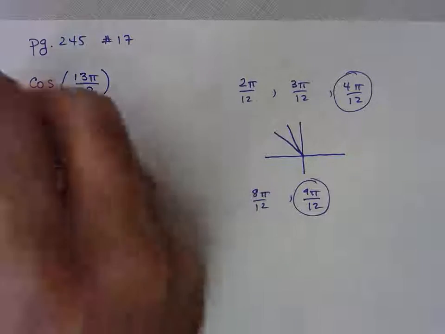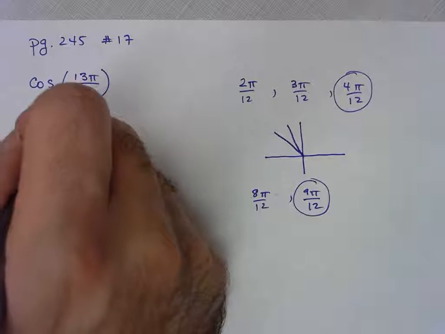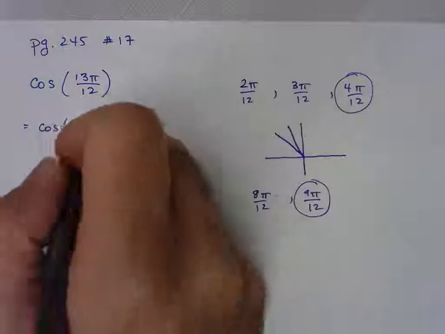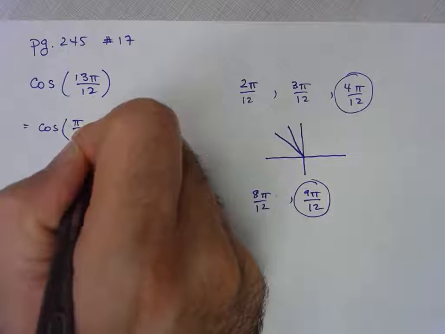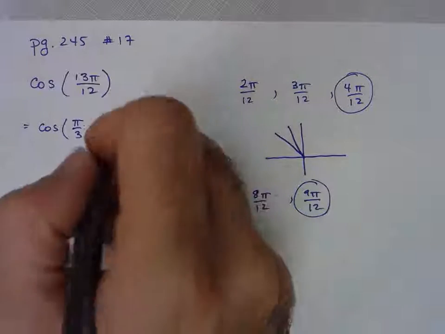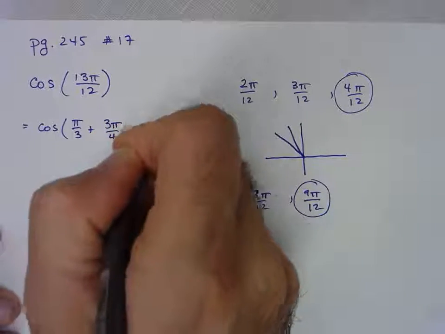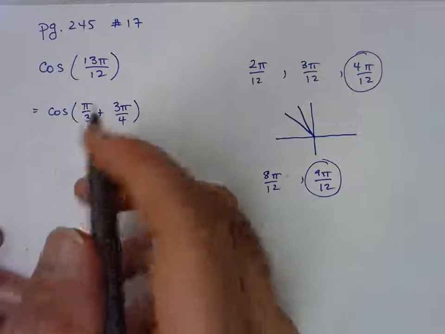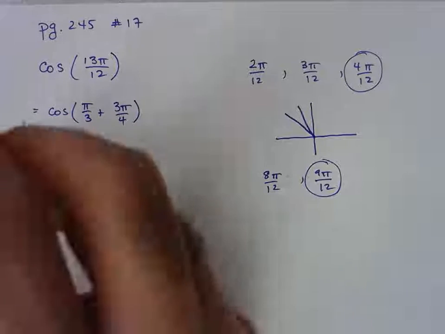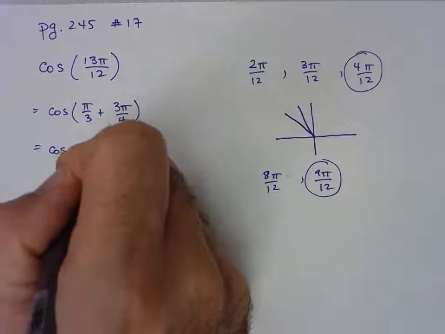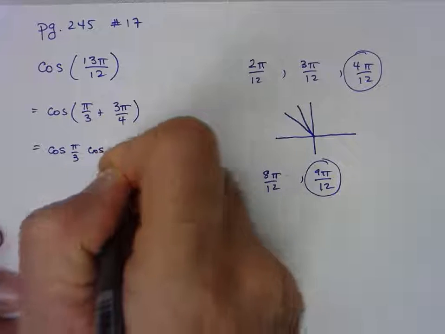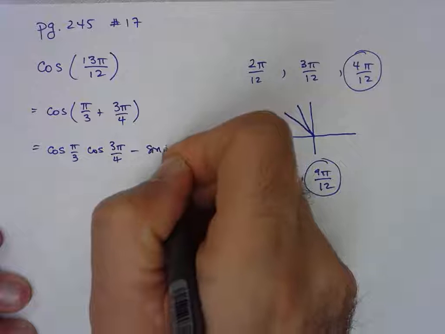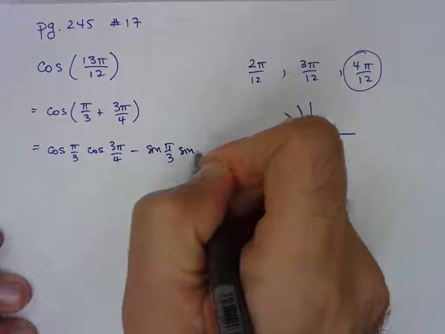Okay? So I'm going to rewrite this expression as the cosine of pi over 3, because that's 4 pi over 12, plus 9 pi over 12, which is 3 pi over 4. Okay, so I've written it as a combination of two special angles. And now I'm going to apply the compound angle formula. So I know this is cosine of the first times cosine of the second minus sine of the first times sine of the second.